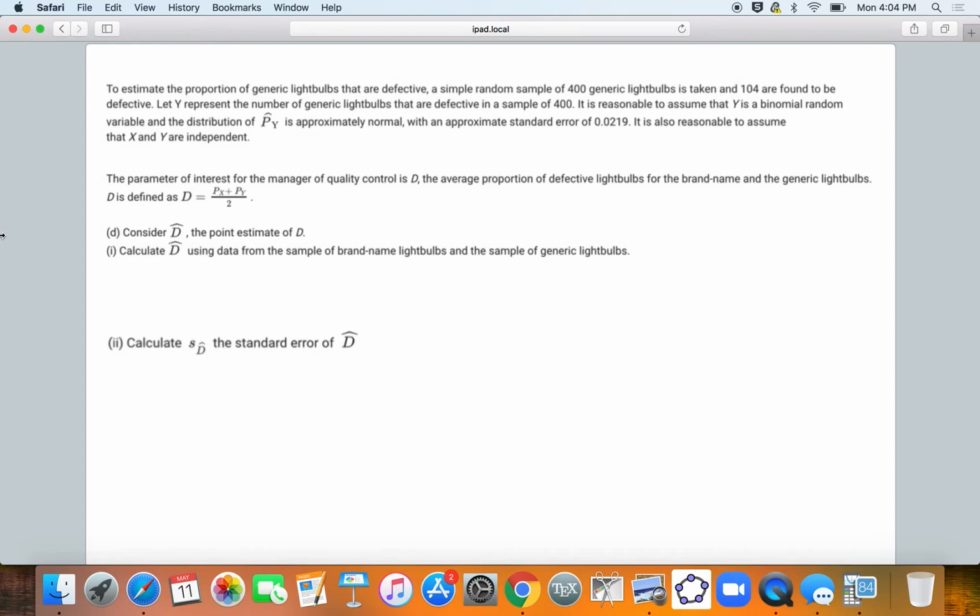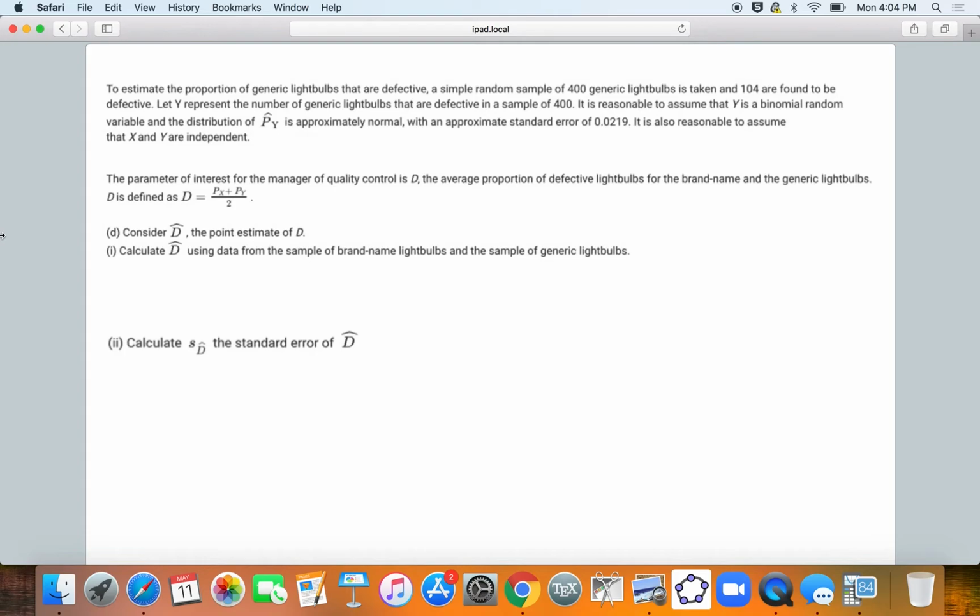The parameter of interest for the manager of quality control is D, the average proportion of defective light bulbs for the brand name and the generic light bulbs, defined as D equals Px plus Py divided by 2. So consider D hat, the point estimate of D. Calculate D hat from the sample of brand name light bulbs and the sample of generic light bulbs.